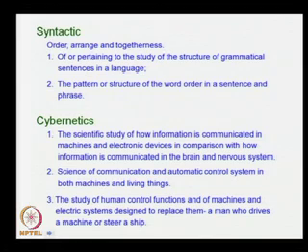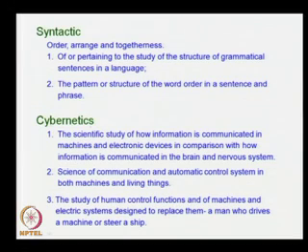Now, syntactics: order, arrangement and togetherness. Number 1, we can define it as of or pertaining to the study of the structure of grammatical sentences in a language, the pattern or structure of the word order in a sentence and phrase. This aspect, when we apply it in design, would be relevant.